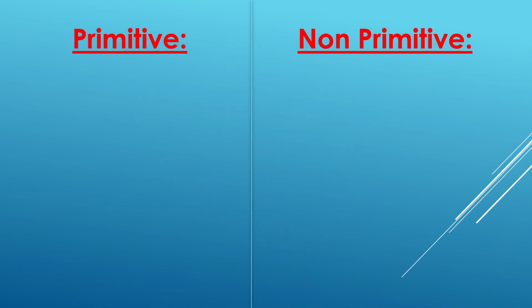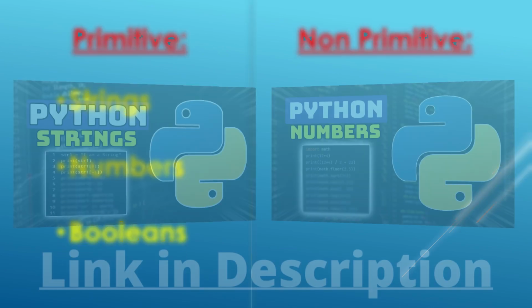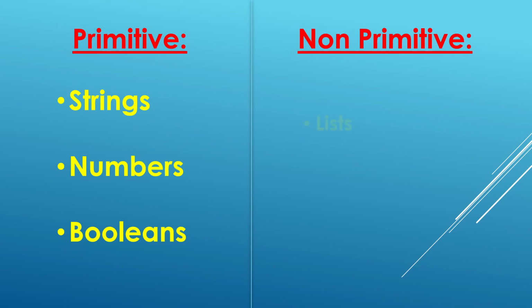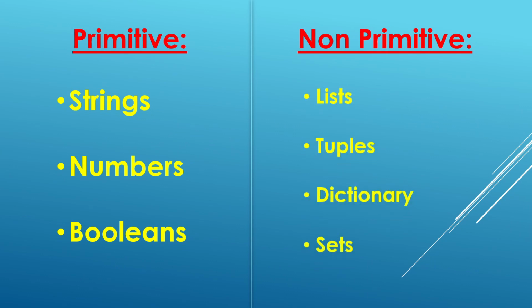In Python, we have primitive and non-primitive data types. Primitive like strings, numbers, and booleans. We did a video about them, so I will link them in the description. Non-primitive like list, tuple, set, and dictionary. So in this video, we will start with lists.